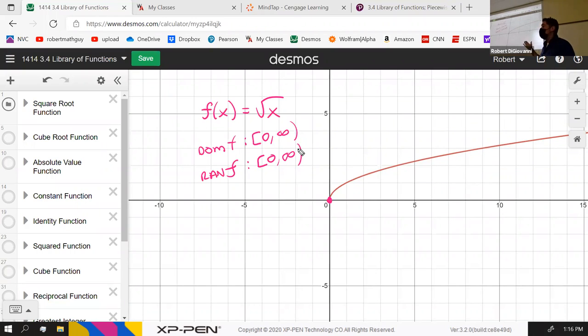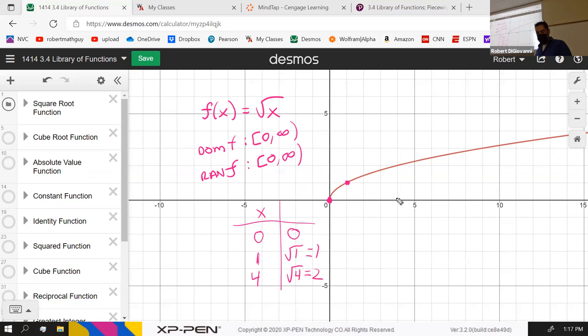Any questions on how you would actually graph this? Like how you could pick points, like do a t-table? Maybe we do it just real quickly for this one. If we pick some values for x, like plug in zero, square root of zero, zero, right? Plug in one, what's square root of one? One. Okay, let's not pick two because two is not a perfect square. So let's pick four. Square root of four is two, right? So those points are plotted here. At one, you get one.